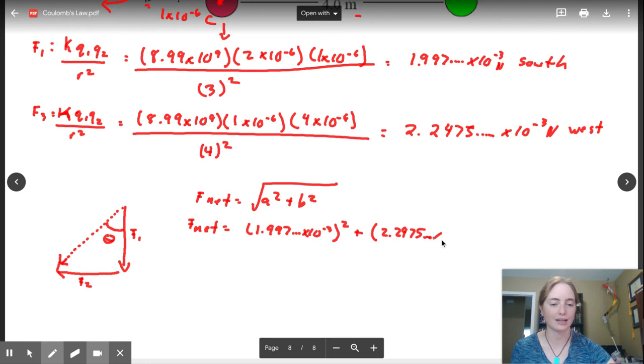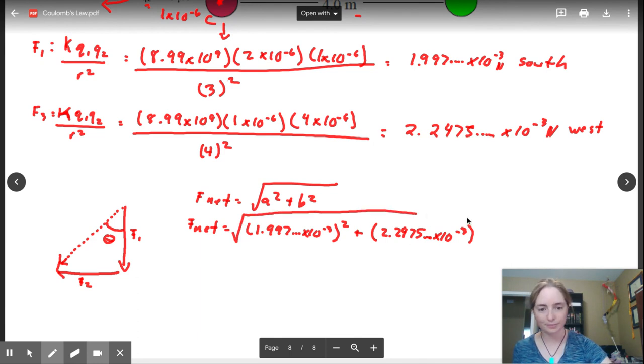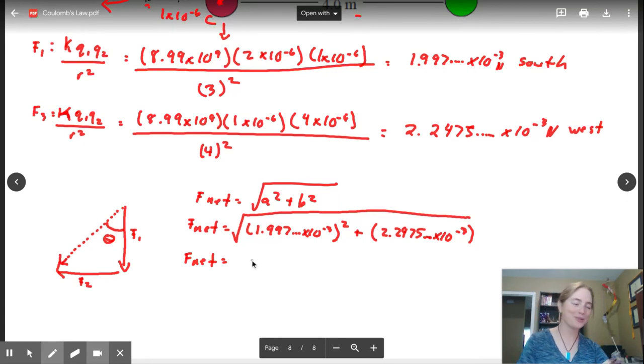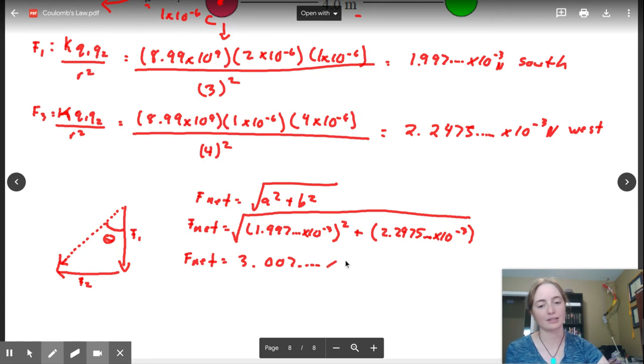2.2475 times 10 to the power of negative 3. Use all those digits in your calculator. Square root the lot. Okay. So once you do that, you are going to get your magnitude of the F net of 3.007... times 10 to the power of negative 3 newtons.